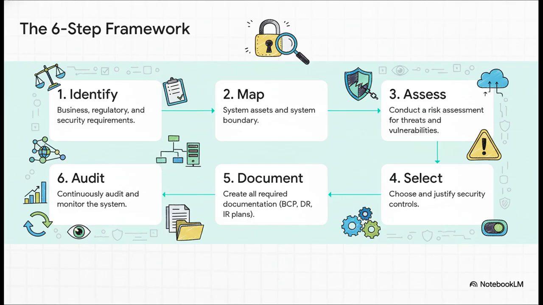Step 1, identify requirements. This is just figuring out what the business needs and what the law says you have to do. Step 2, map system assets. You've got to know what you're protecting, right? So you define what's in your system. Step 3, conduct a risk assessment. This is where you hunt for threats and weaknesses. Step 4, select security controls. Based on those risks, you pick the right tools and rules to protect everything. Step 5, create documentation. You write it all down, the plans, the policies, everything. And finally, Step 6, audit and monitor. You've got to keep checking to make sure it's all working. We're going to see this in action in just a second.